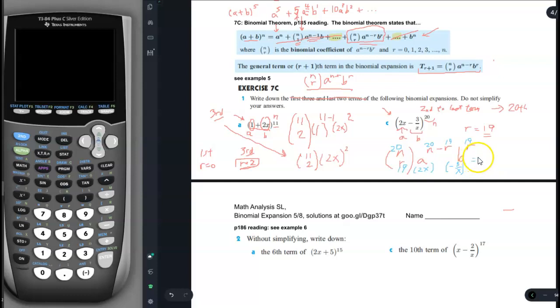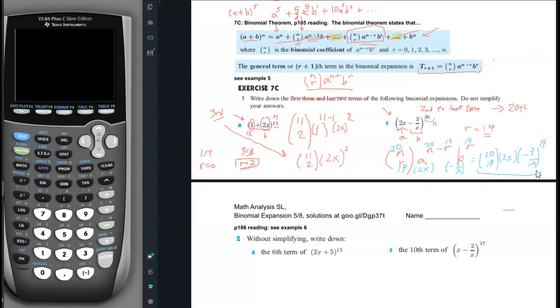Okay? I'm just going to rewrite it now. The Pascal's triangle coefficient is 20 chooses 19. The a value is 2x to the 20 minus 19th power, which is to the first. I don't need to write the 1 there. And the b value, negative 3 over x in parentheses, to the 19th. And it says not to simplify, so I'm not going to simplify. There's my answer. That is the second to the last term.